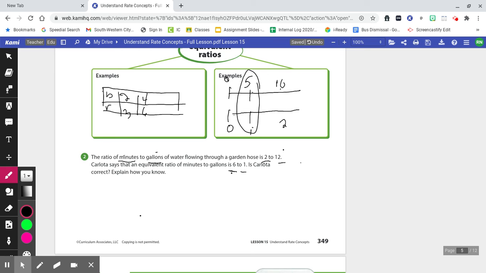And she is not correct. No, she is not correct because the ratio is a 2 to 12. If I simplified or reduced both of these and I wanted a rate, it would be a 1 to 6. She mixed up the order, so she was not correct.